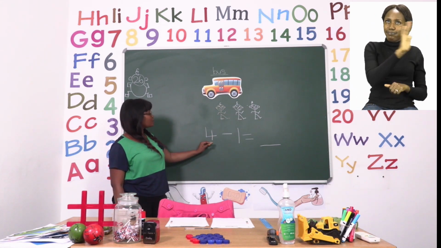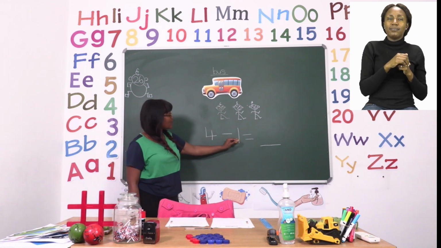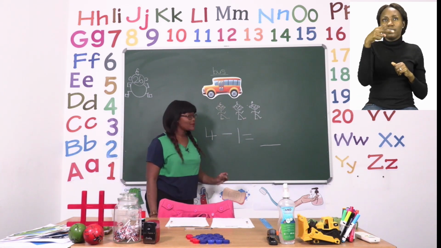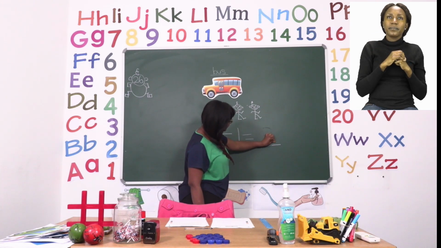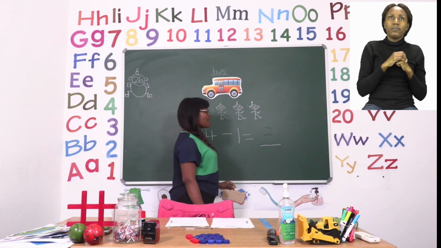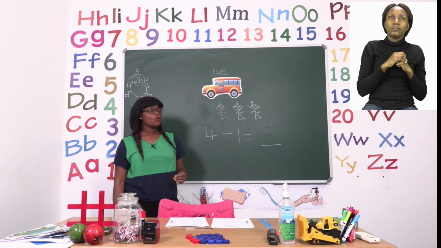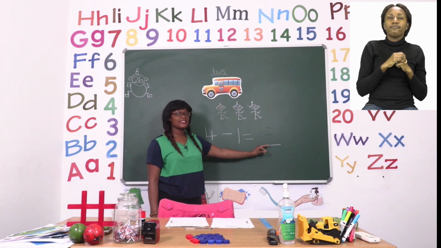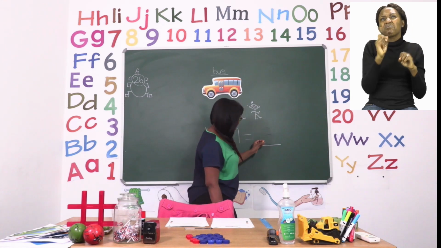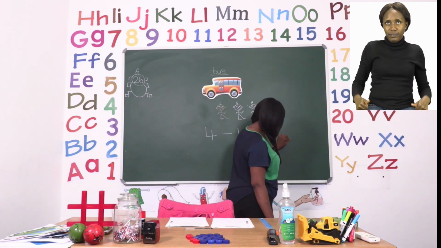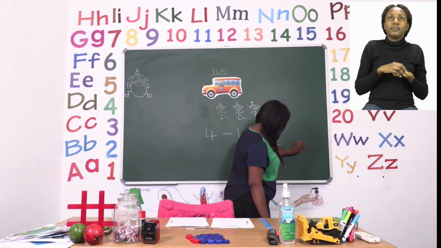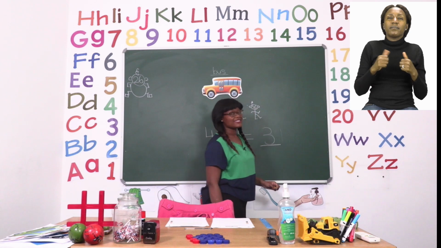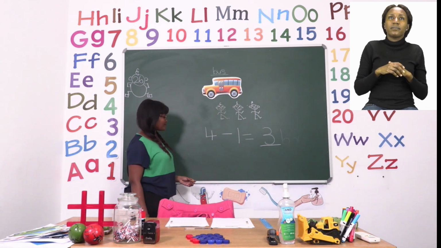Even if we count saying 4, take away 1, our answer will still be 3. So let us write our 3. And because this is a story sum, we can't leave it with just saying 3. We need to say 3 boys. So we are going to write the word boys. Now our sum is complete.